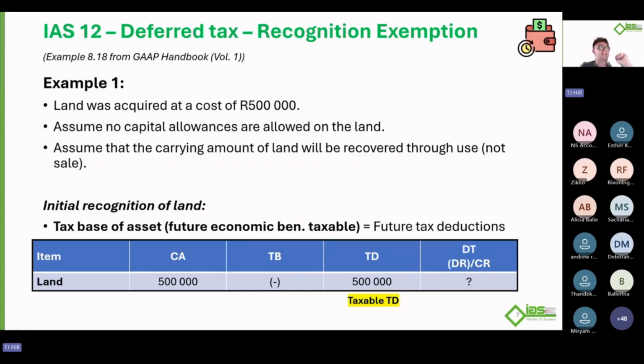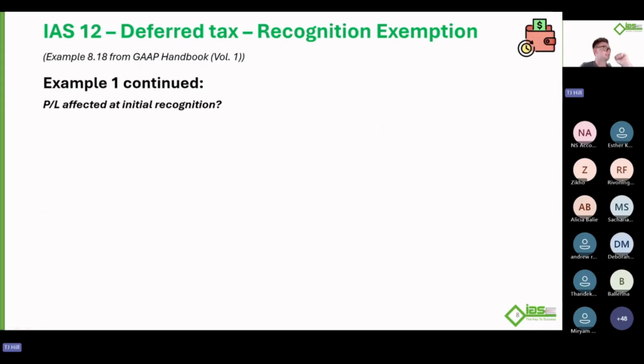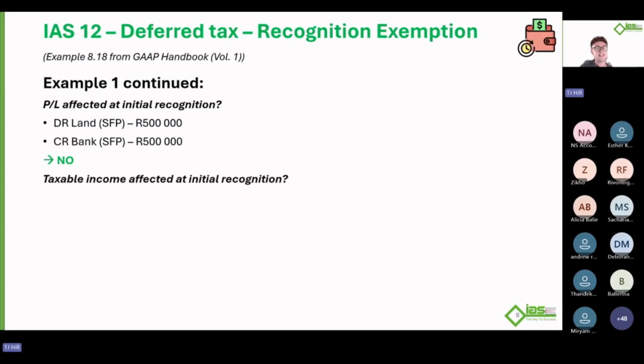Should I recognize a DT liability or not? Now we're going to test it. Our first question is: is accounting profit affected at initial recognition? That's our journal entry when we recognized it. Do you agree? No, it's not affected. You can see both of those hit the SFP and neither of them hit P&L, which means accounting profit was not affected. Was taxable income affected at initial recognition? No, we couldn't get a deduction on it. We couldn't get an 11A, it's capital in nature, and we definitely aren't getting any capital allowances. So the answer is no.